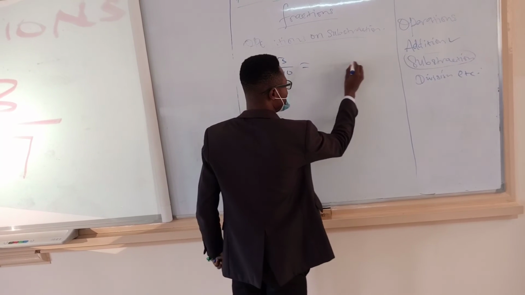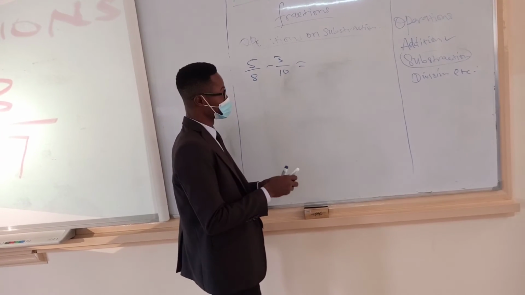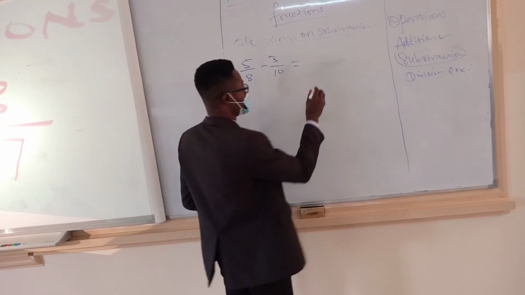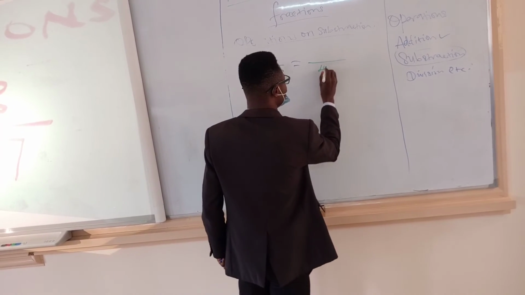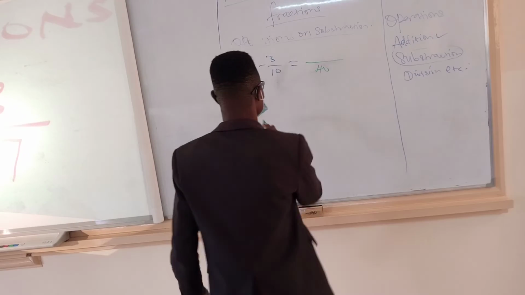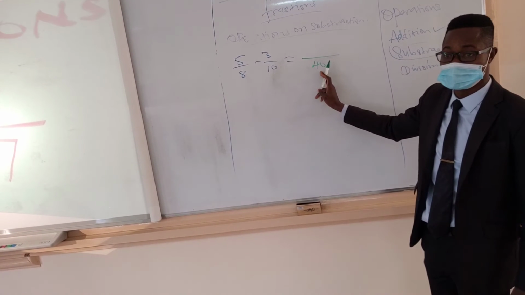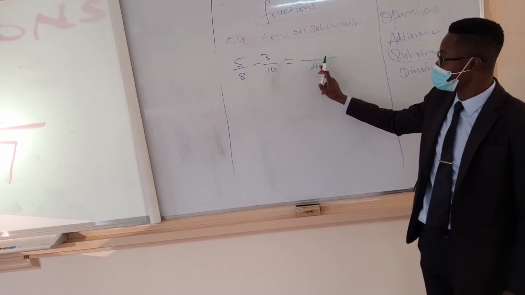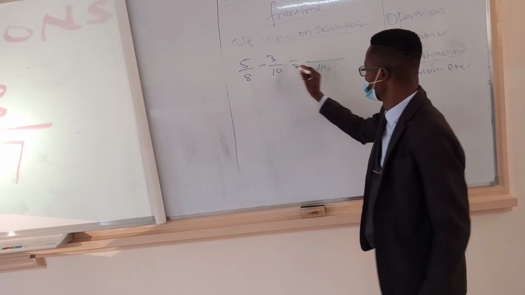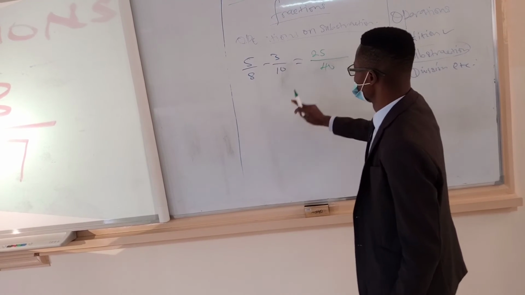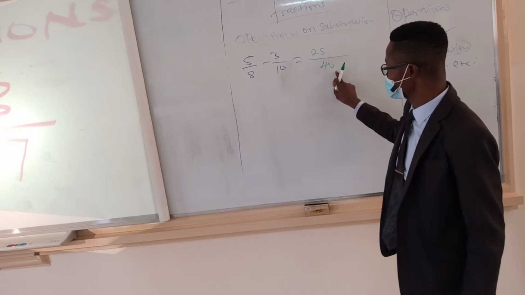The common LCM will be what? 40. Good. So what we simply need to do is 40 will go into this. This will go into 40 and you get what? 5. 5 multiplied by 5? 25. You have 25. 10 will go into this, you get what?